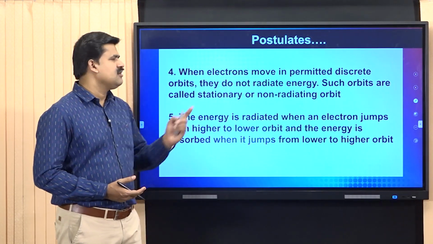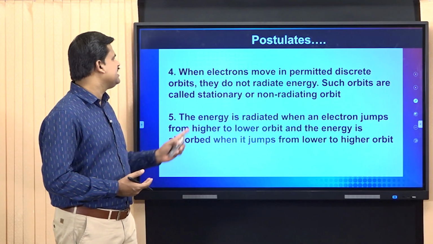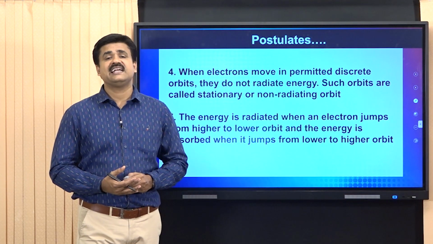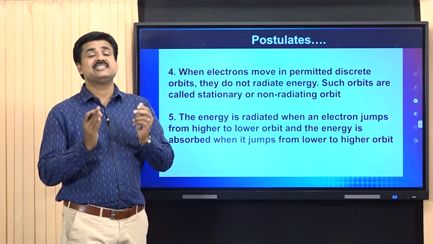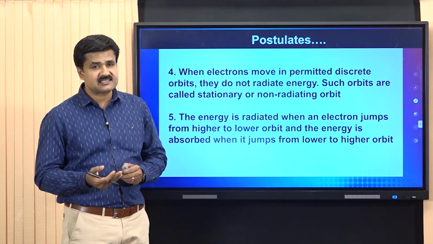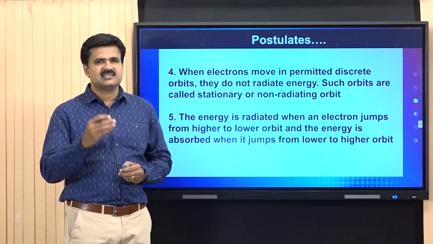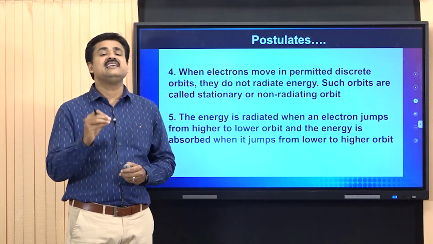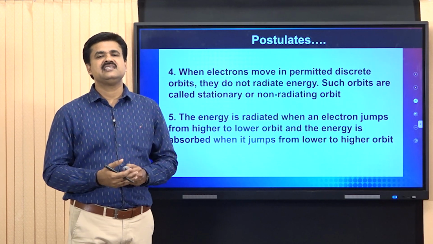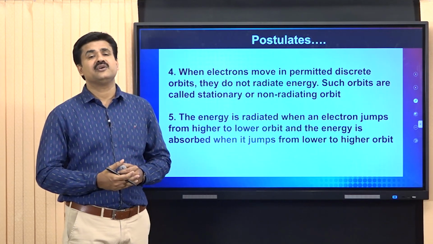It states that when electrons move in permitted discrete orbits, they do not radiate energy. Such orbits are called stationary states or non-radiating orbits. The fourth postulate implies that as long as the electron is staying in an orbit, there is no gain or no loss in its energy. This postulate clearly eradicates the instability of an atom which exists as per the Rutherford model.